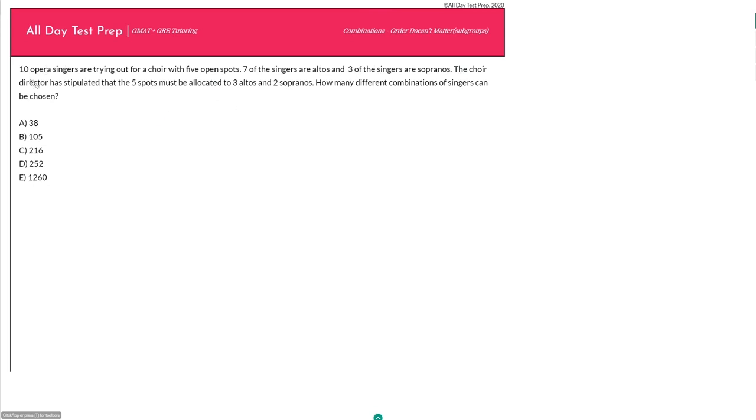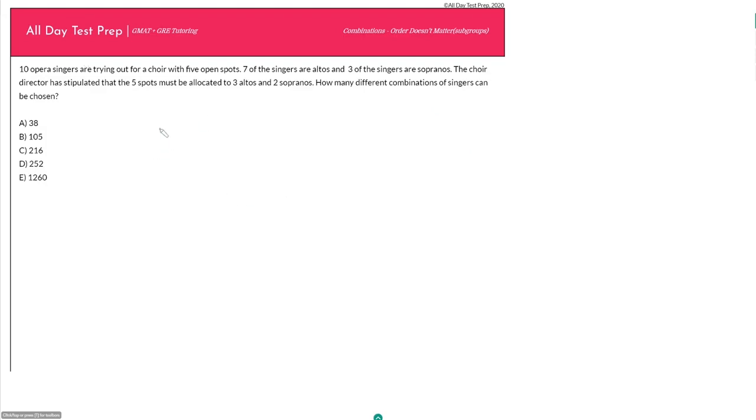And this question is really just half a step up from what we did in the last question. So this one says 10 opera singers are trying out for a choir with 5 open spots. 7 of the singers are altos and 3 of the singers are sopranos. The choir director has stipulated that the 5 spots must be allocated to 3 altos and 2 sopranos. How many different combinations of singers can be chosen?